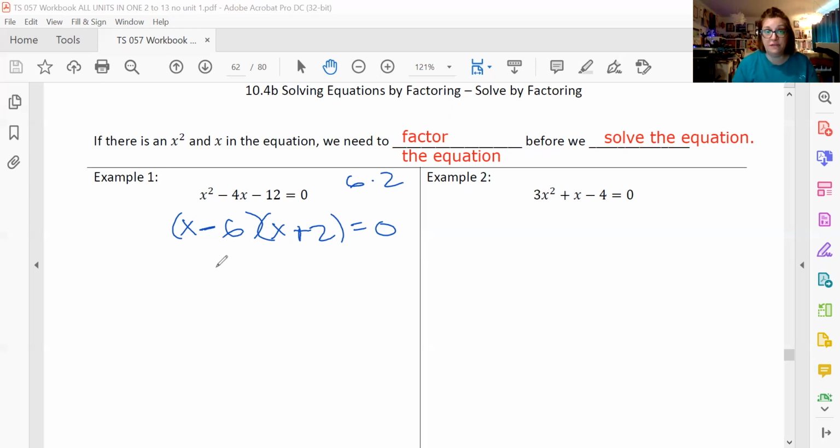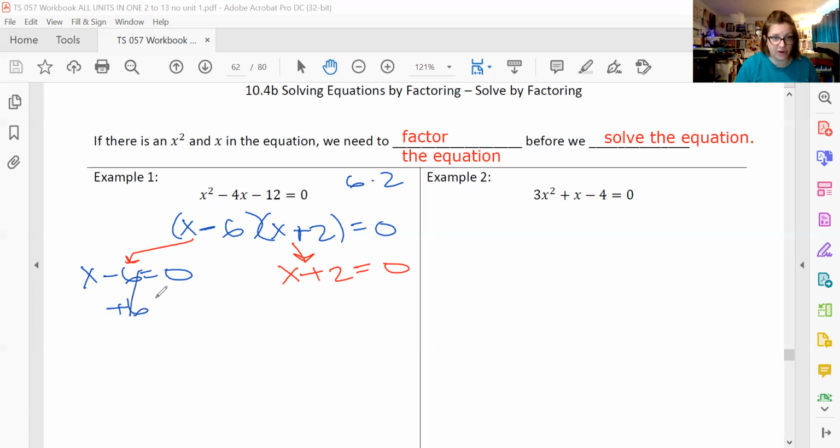Okay, so now we've factored our equation. Now I'm going to set each one of these equal to 0. So I'm going to make them 2 different colors here so that we can see that there's 2 separate things going on. That one went there, and this one is going right here. Okay, so let's solve that x minus 6 first. I got to add 6 to get it across the equal sign. Whatever I do on one side of the equal sign, I have to do on the other. That's going to give us x equals positive 6.